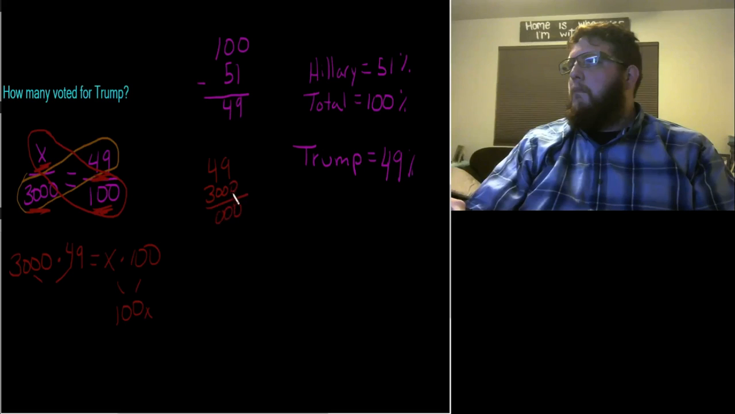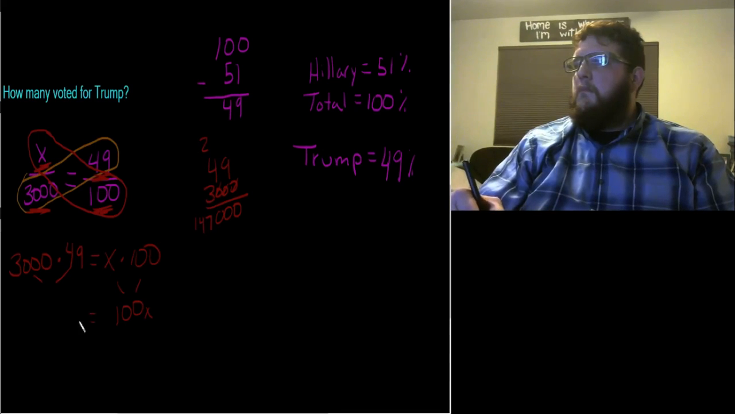I will skip to the last place value and put down my placeholders. 3 times 9 is 27. 3 times 4 is 12, plus 2 more is 14. So we end up with 147,000 equals 100x.